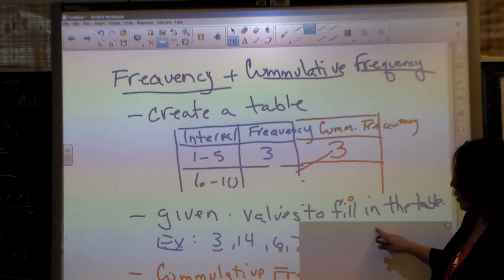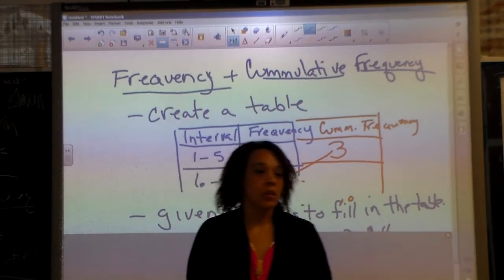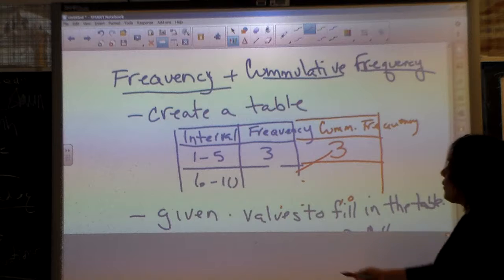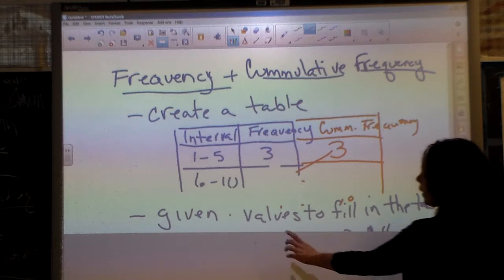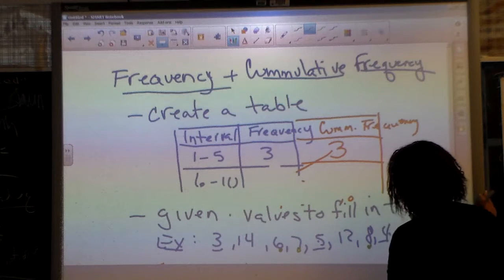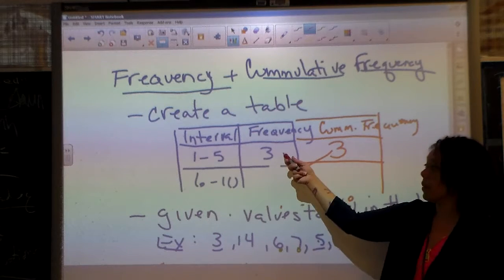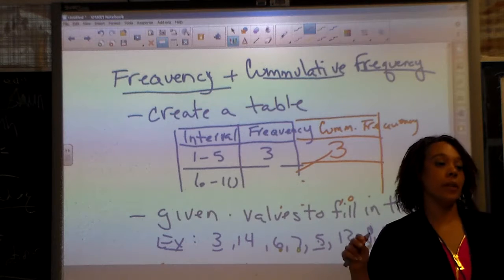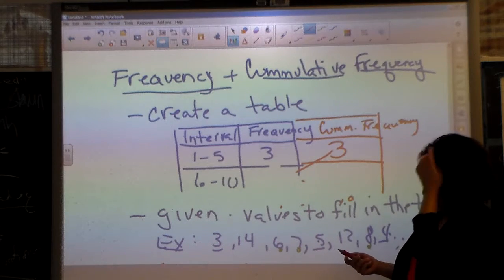So what they will give you are values. They're going to give you numbers, all right? They're going to give you values to fill in the table. So here's what I gave you were values that you can use to fill in the table. In a frequency table, you don't put the numbers up here. You put how many times a number in that interval occurs. Here's what I mean by that.